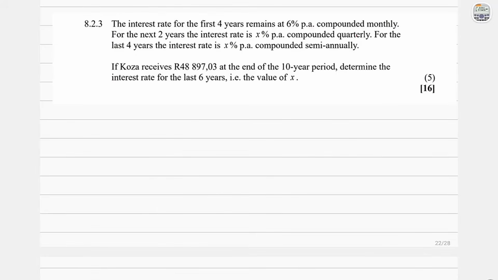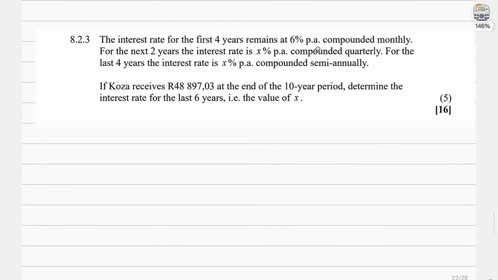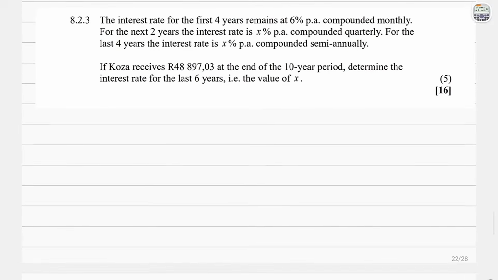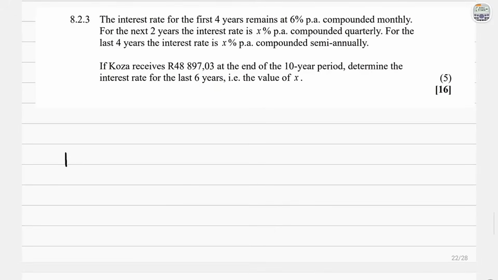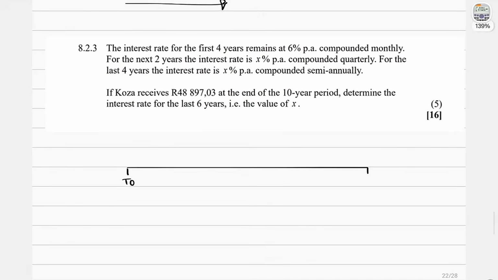Question 8.2.3, the last question for question 8, we have the interest rate for the first 4 years remains 6% per annum compounded monthly. And then for the next 2 years, okay, we're just going to have to put down our timeline again. Okay, so it's still for, I think, 10 years. Yes, it's still 10 years, but let's see. They say the interest rate for the first 4 years, right? It remains 6% per annum compounded monthly.